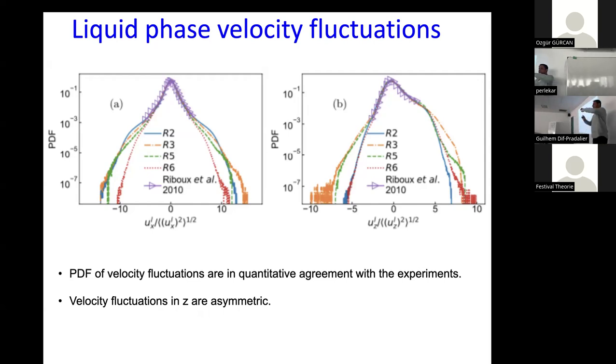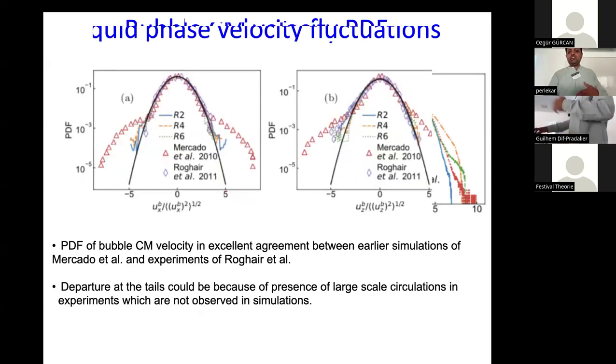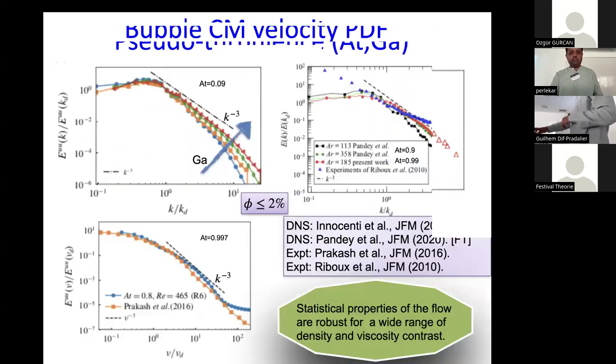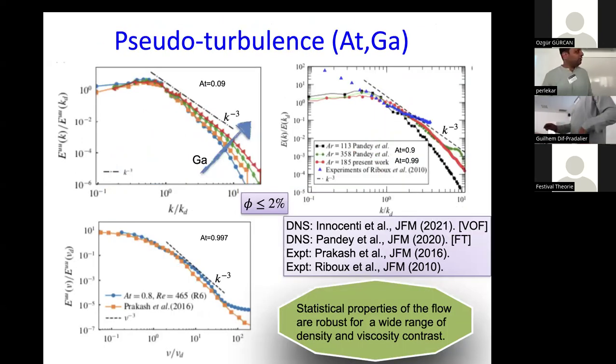And then of course you expect the Z component of velocity to be asymmetric, because as the bubbles are rising, they drag the fluid along with them. And indeed, the core of the PDF is consistent with experiments. We believe that the departures you are seeing at large velocities are because the wake structure is different, right? But the core is very similar. You can also look at the center of mass velocity of the bubble, but the most interesting is the spectrum.